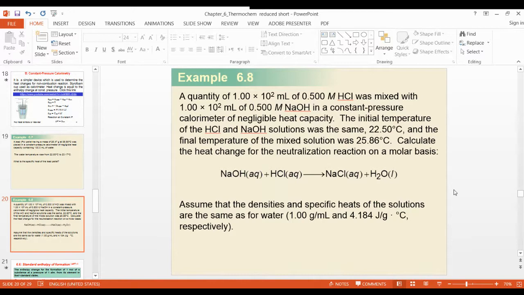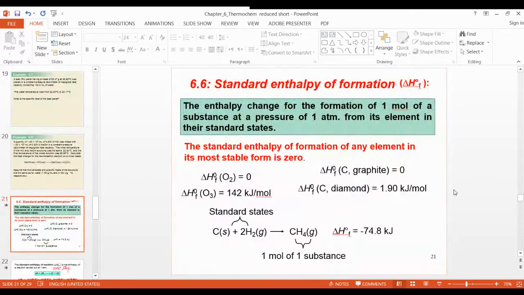get for acid base analysis here: sodium hydroxide and HCl react with this, how much energy is absorbed or released. This is an exothermic reaction. So in an exothermic reaction, heat is always released. In an endothermic reaction, heat is always absorbed.